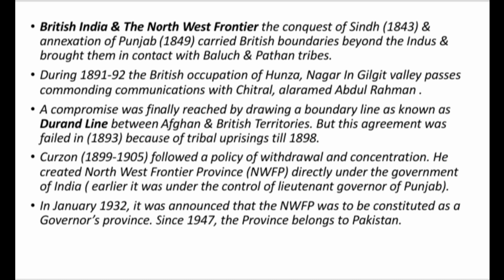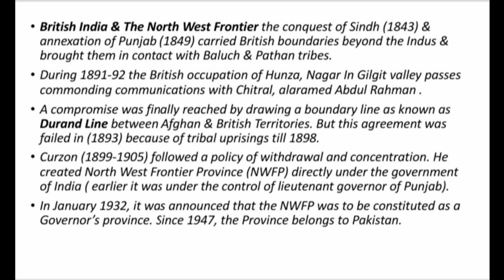During 1891 to 92, the British occupied Hunza and Nagar in the Gilgit Valley, where they held passes commanding communications with Chitral. With Abdur Rahman, Emir of Afghanistan, a compromise was finally reached by the drawing of a boundary line known as the Durand Line between the Afghan and British territories. The Emir received some districts and the subsidy was increased, but the Durand Agreement of 1893 failed to keep the peace.